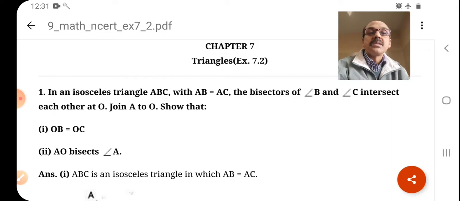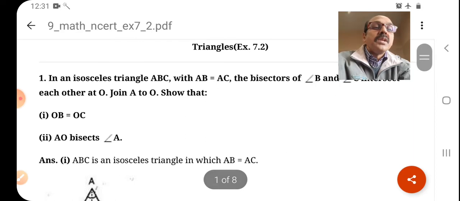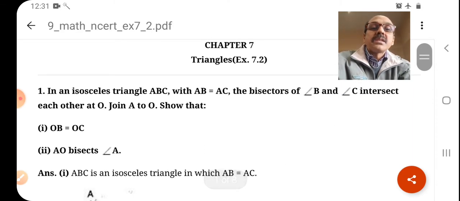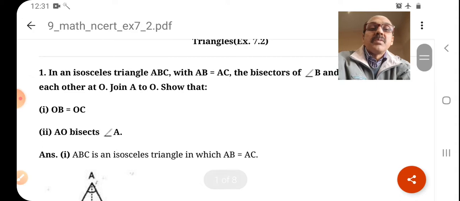The question is: in an isosceles triangle ABC with AB equal to AC, the bisectors of angle B and C intersect each other at O. Join AO so that OB equal to OC. AO bisects angle A.